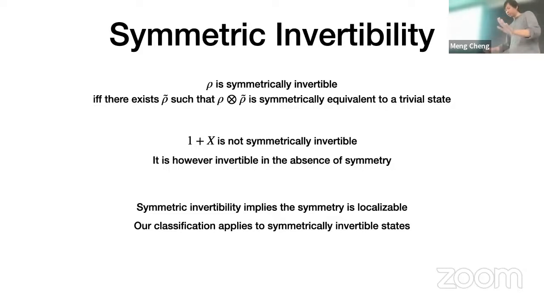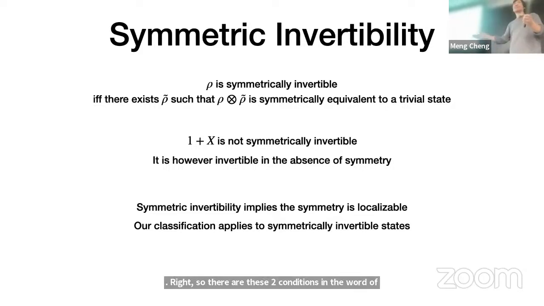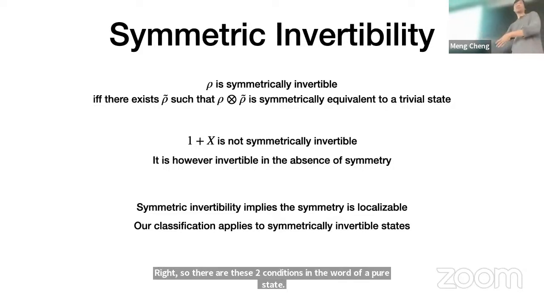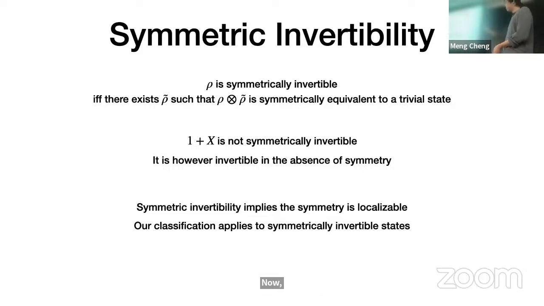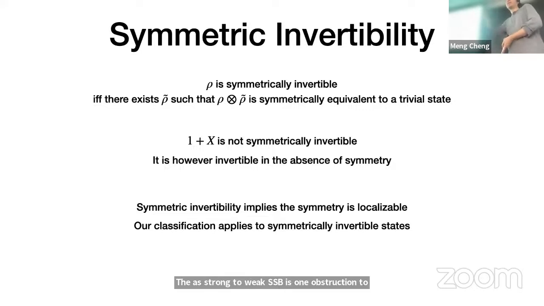Right. So there are these two conditions. In the world of pure states, we know, at least in 1+1D, that SSB is the only obstruction to invertibility. Now, in mixed states, this is something that we still don't fully understand. The strong to weak SSB is one obstruction to invertibility, but there could be other obstructions.